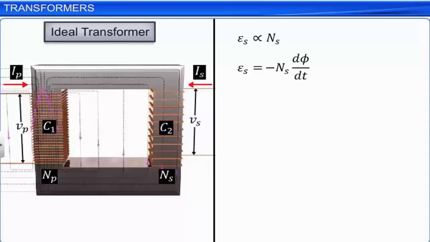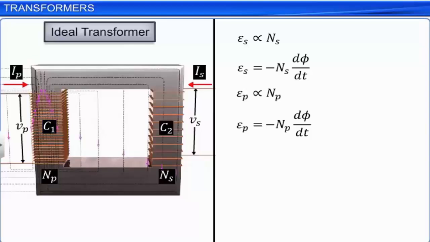The alternating flux phi also induces an EMF, referred to as the back EMF, in the primary coil due to self-induction. This EMF EP is proportional to the number of turns NP in the primary coil. This back EMF EP is equal to minus NP into d phi by dt, where d phi by dt is the rate of change of the magnetic flux linked with the primary coil. The minus sign is in accordance with Lenz's law.